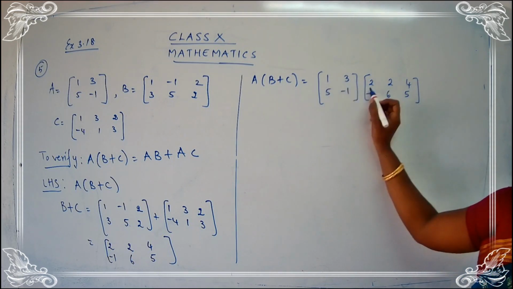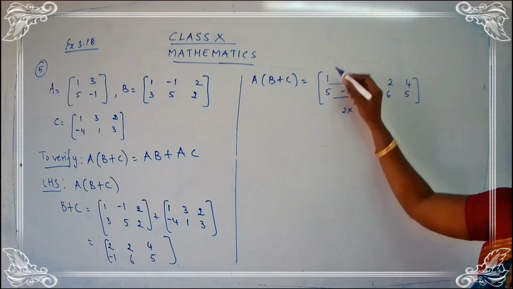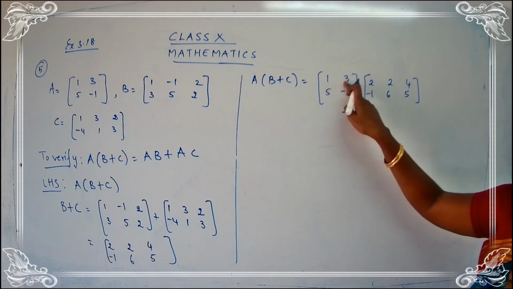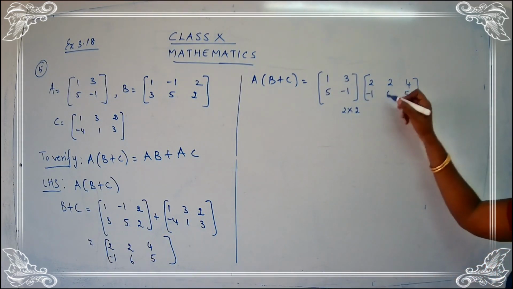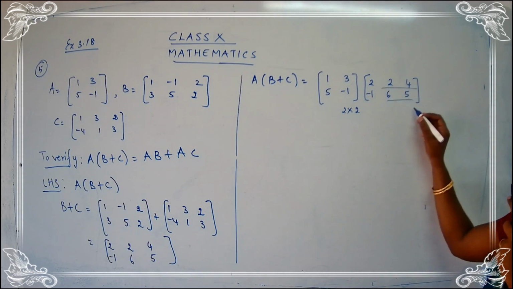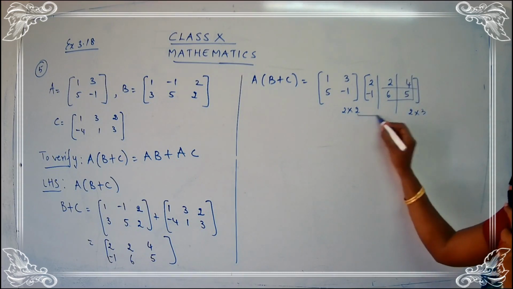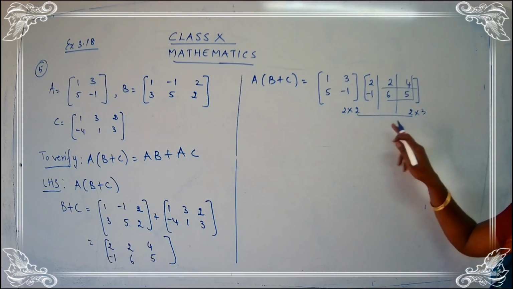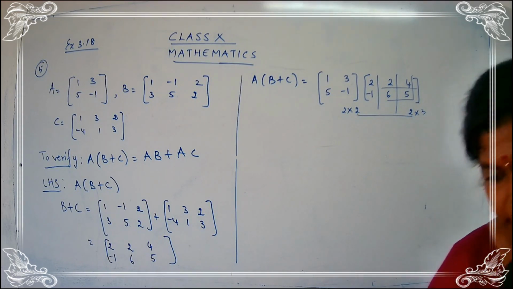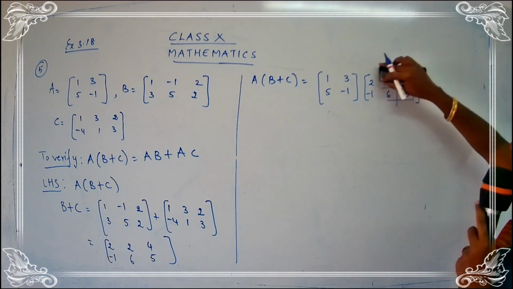What is the order of the matrix, children? How many rows are there? 1, 2 rows. How many columns are there? 1, 2. So 2 columns. The order is 2 cross 2. Here how many rows are there? 1 row, 2 row. How many columns are there? 1, 2, 3. See, the middle numbers are same, 2, 2. Yes? So if the middle numbers are the same, we can find the product. Yes. So the product is possible. So just for your information.